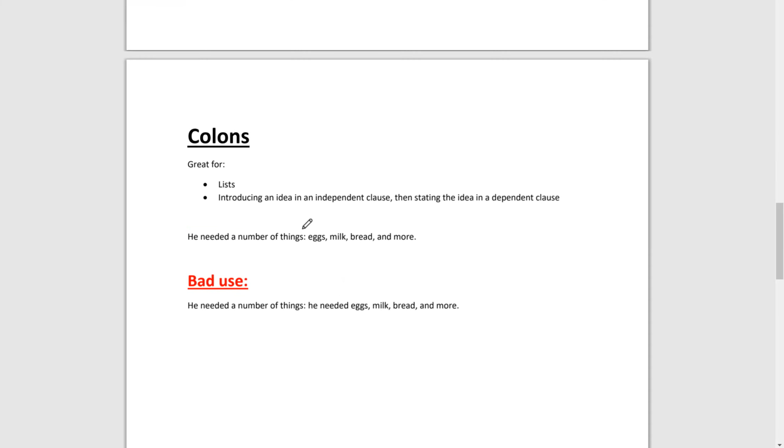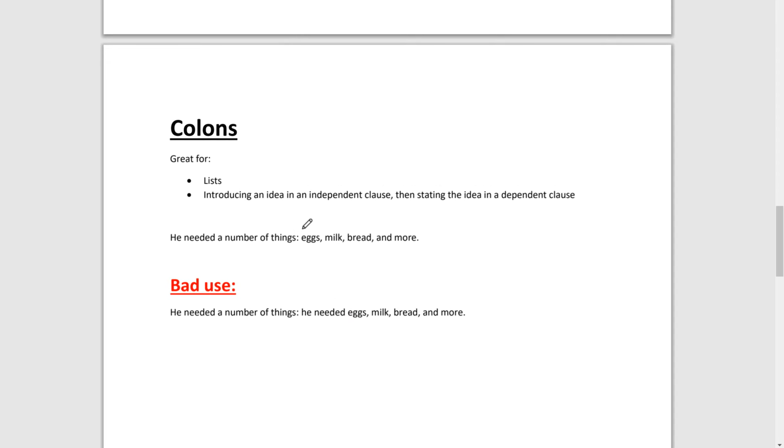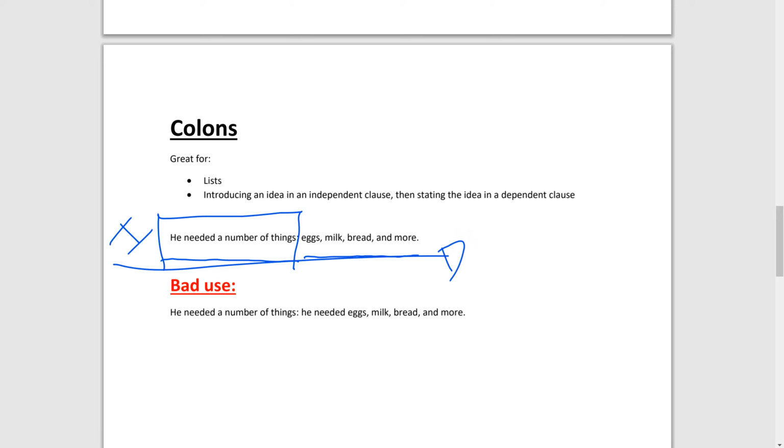All right, next thing is colons. These are very simple. Basically, you have an independent sentence, as in the example right here. This is the independent sentence part, so that's in a square. And then after that, you have a dependent list or idea. So this is independent, and this is dependent. That's the basic structure of colon usage. This is a classic example right here: He needed a number of things: eggs, milk, bread, and more.